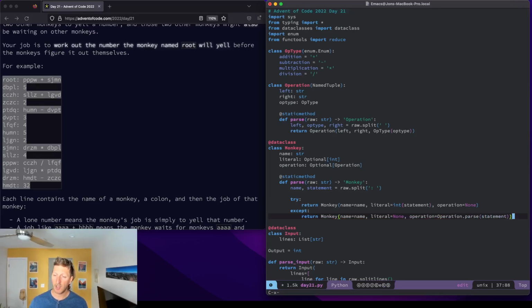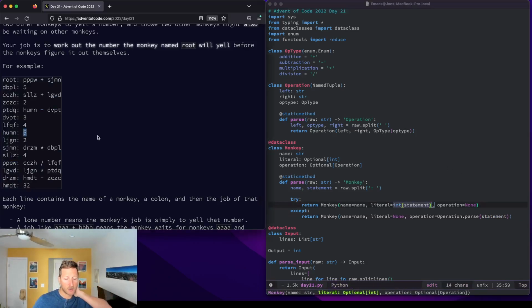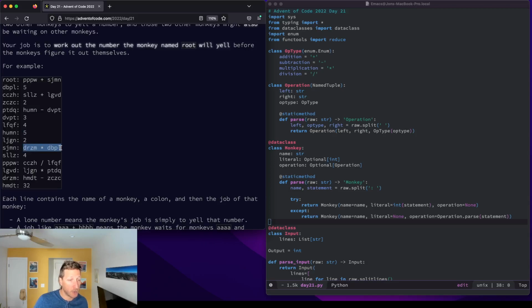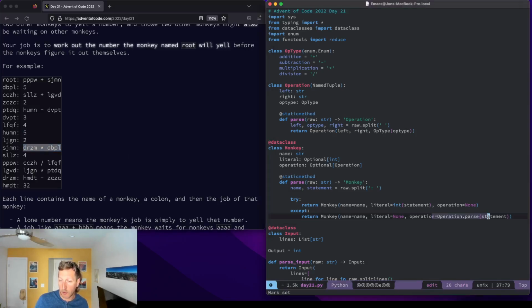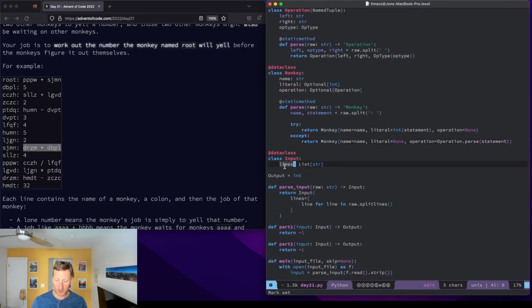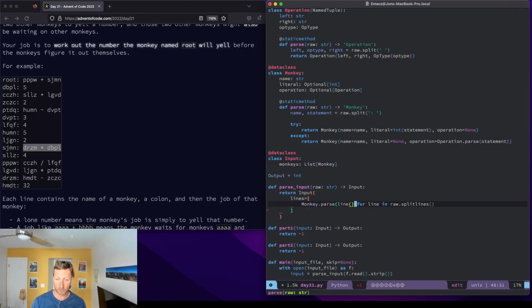All right, so what we're going to do is basically cast the statement to an int. If it is an integer, it will pass. If it is not, it will throw an exception, in which case we will determine that it's an operation, and we will return the operation.parse of that statement. And that is how we'll do the monkey. Nice. And then we just need monkeys, which is a list of monkey. And we just do monkey.parse on the line.